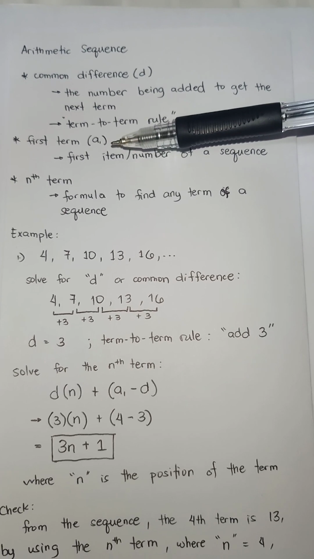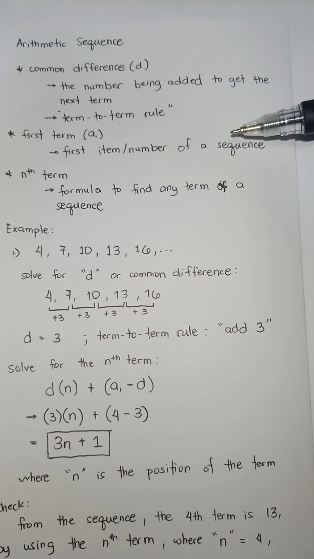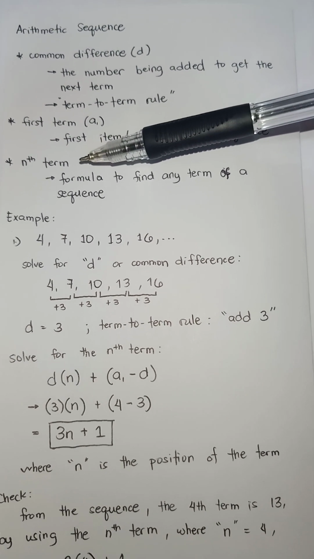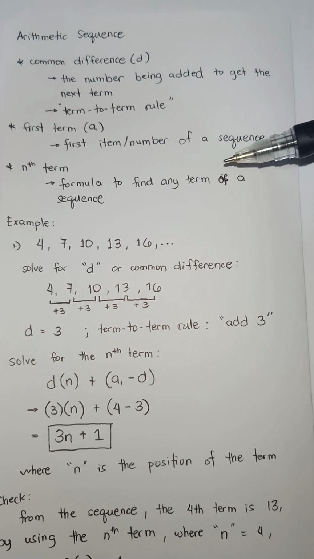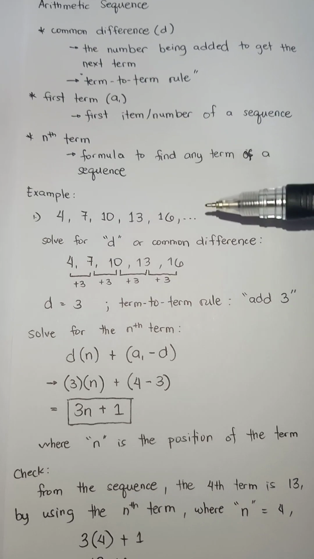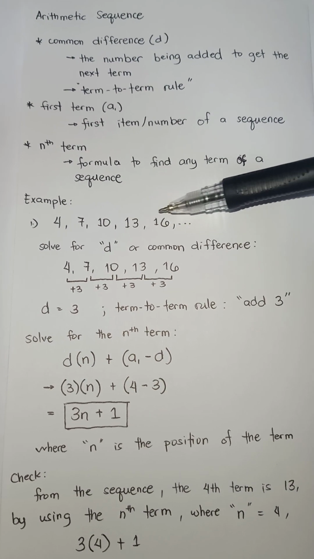Okay, and then the next is the first term, or we usually use a sub 1. It is the first item or the first number of a given sequence. The nth term is a formula to find any term of a given sequence. So we have here an example: 4, 7, 10, 13, and 16.